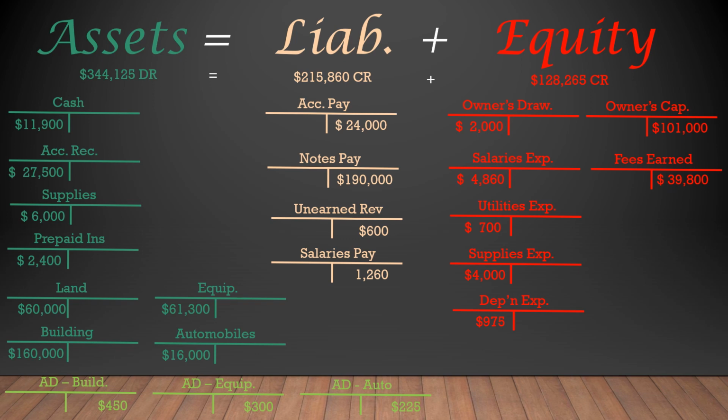After all of our adjusting entries are posted, the equation is still balanced. We'll have a total net debit of $344,125 in assets, a credit of $216,160 in liabilities, and a net credit of $127,965 among our equity accounts.